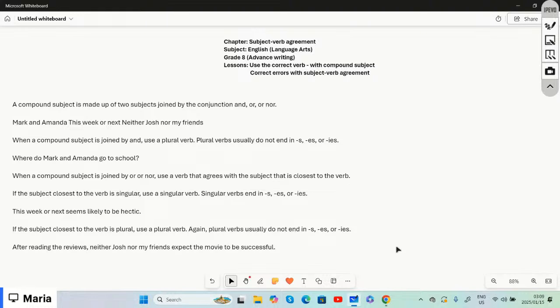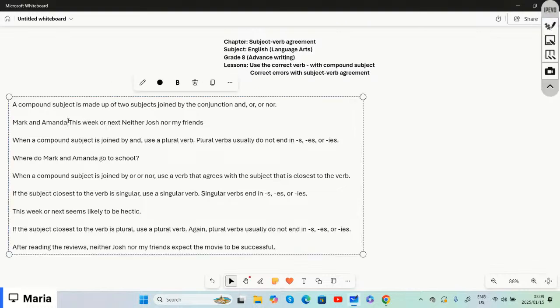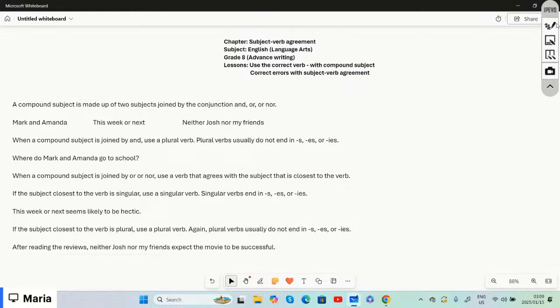And if we look at examples, examples are Mark and Amanda. Here we are joining these two words, Mark and Amanda, and we're using the coordinating conjunction and to join the two words, the two compound subjects.